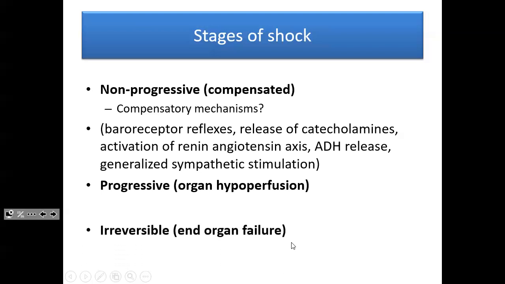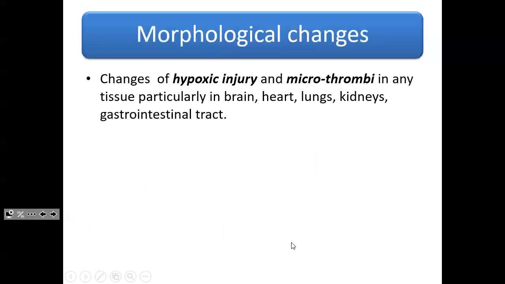Finally, the last stage is the irreversible stage. And at this stage, no matter what we do, okay, we are physicians and doctors, we're not God, okay? So no matter what we do, once this stage happens and organ failure happens, the patient is going to die. Once the irreversible stage happens, it is not going to help anything.